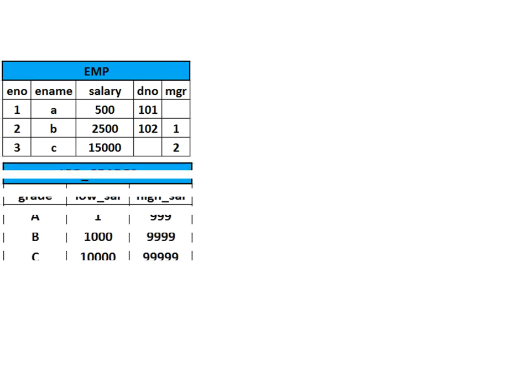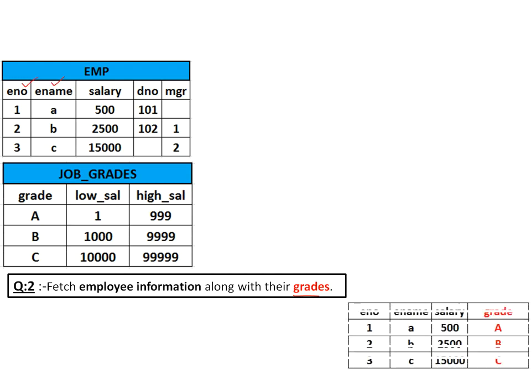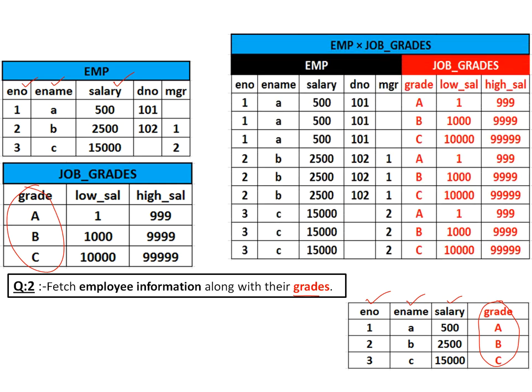Next, this time I want to fetch employee information along with grades: employee number, employee name, salary, and I need the extra column called grades. These three columns I find here, but grades I have to fetch from another table. In such a case, you don't have any option. You have to go for joins. The number of columns will be added, the number of rows will be multiplied. That is a single table, the Cartesian product. So let's call this E, this J. Total 9 rows. Which rows are required?